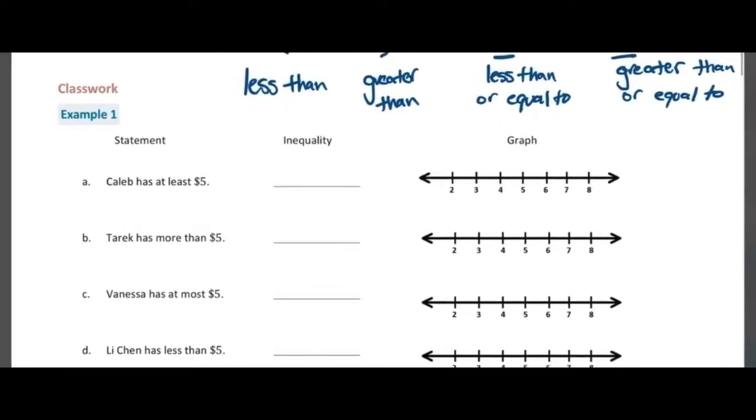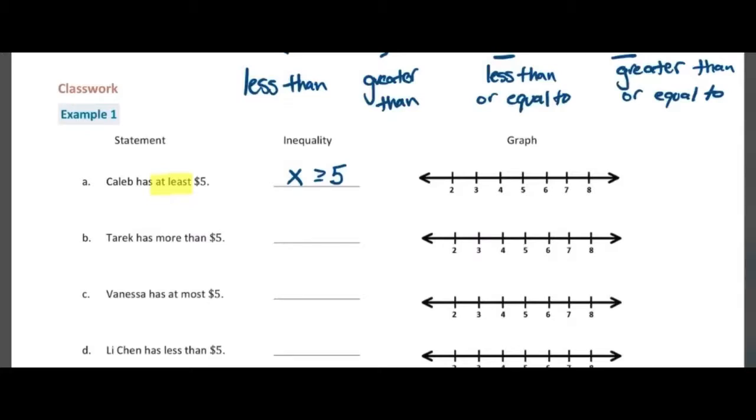So if I look at the first one, it says Caleb has at least $5. So at least tells me I have $5 or more. So X is going to be either greater than or equal to 5. Okay, now you're going to see that I now have to graph it on a number line.